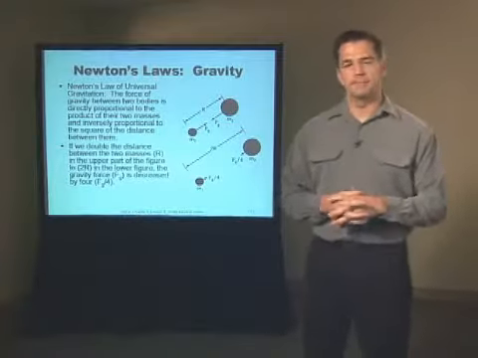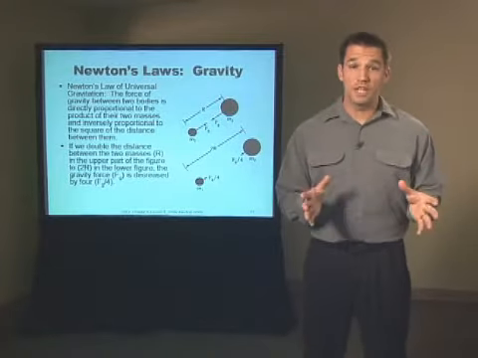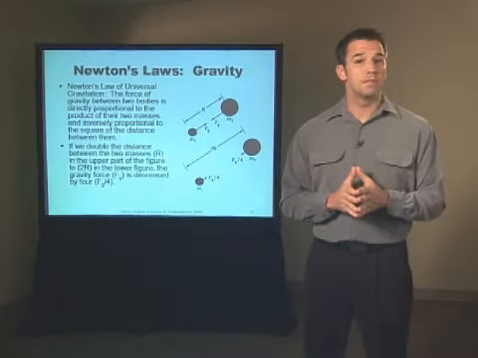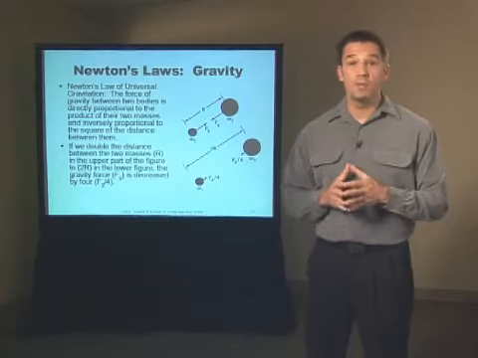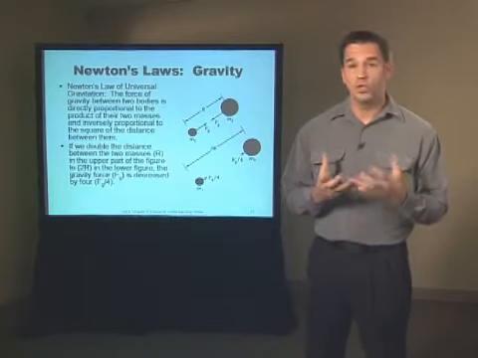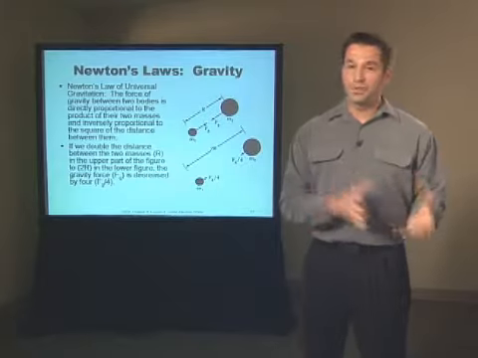Let's try an example now. Imagine you and a friend were standing 10 meters apart, and each of you has a mass of 50 kilograms. Newton's law of universal gravitation will help you figure out how much attraction due to gravity there is between you and your friend. In this case, the force of gravity depends on the product of your 2 masses, which is 50 kilograms times 50 kilograms, divided by the square of the distance between you and your friend, or 10 meters times 10 meters. We need to do more math to get an exact answer, but you get the idea.